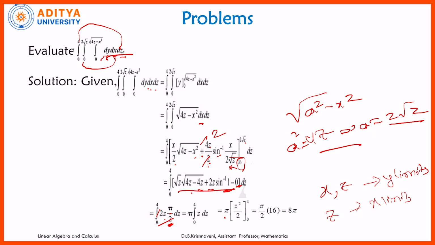Now do integration with respect to z. The z integration is z square by 2, the limits of z are 0 to 4, which is equal to pi by 2, upper limit z equal to 4, 4 squared is 16, minus lower limit 0. Simplifying, you get the answer equal to 8 pi.